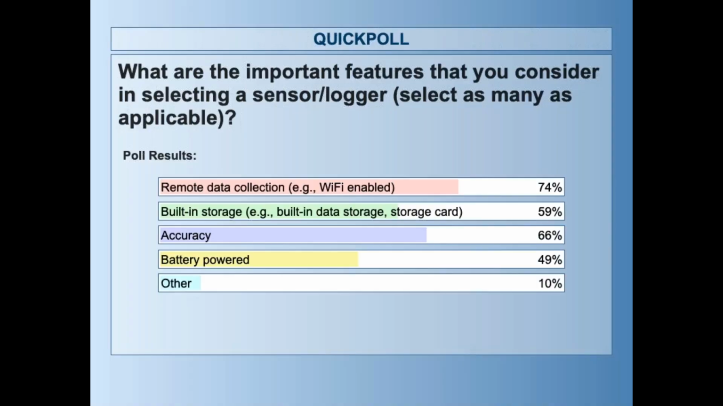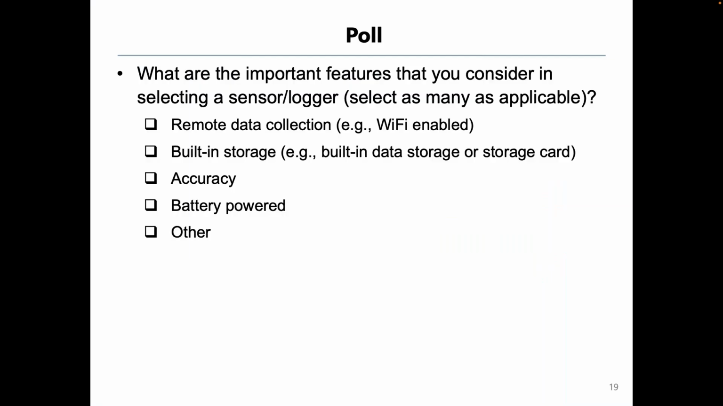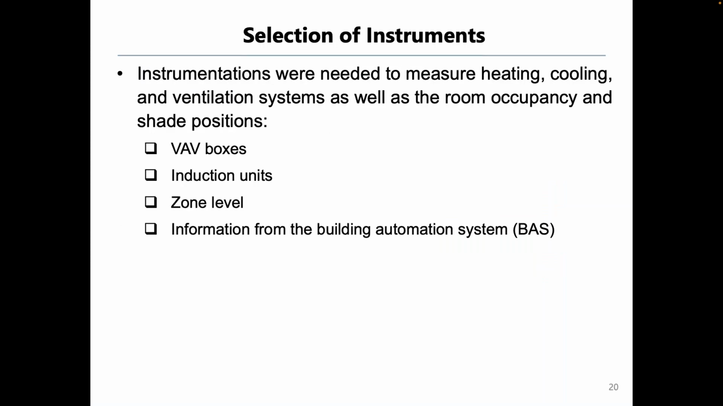So if you're looking at the results, very good. A lot of time the remote data collection is important, which seems the most important one for the attendees. Then after that is accuracy, 66%, built-in storage, battery powered, and other. Very good, glad to see this. I mean, we encounter a lot of challenges with some of these selections for our sensors, and you'll see it later in the presentation. Let's move on to our instrumentation.